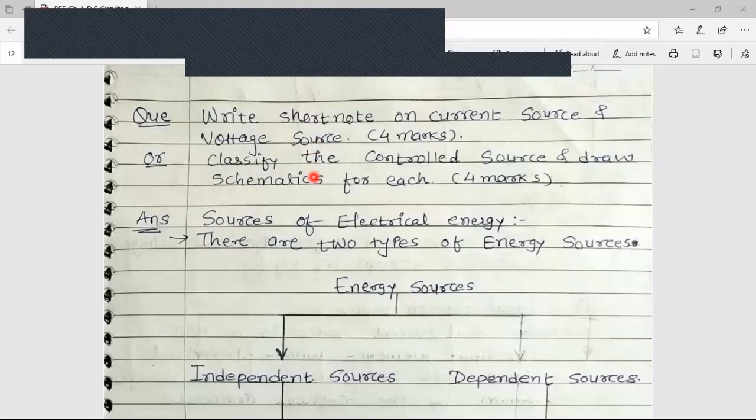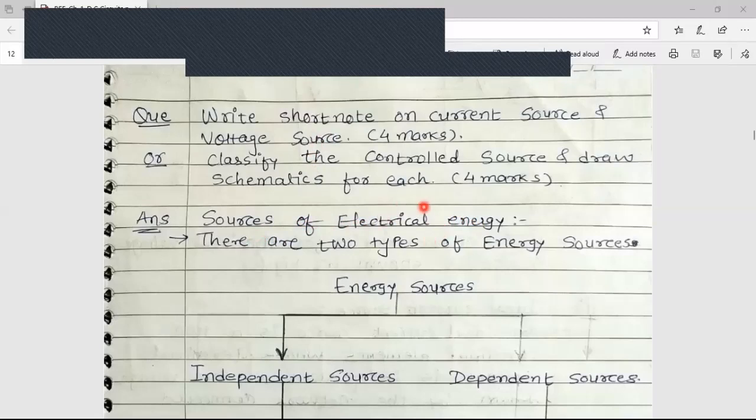Morning, students. So today we will discuss the topic of sources of electrical energy. We are going to discuss source transformation and numericals based on it.